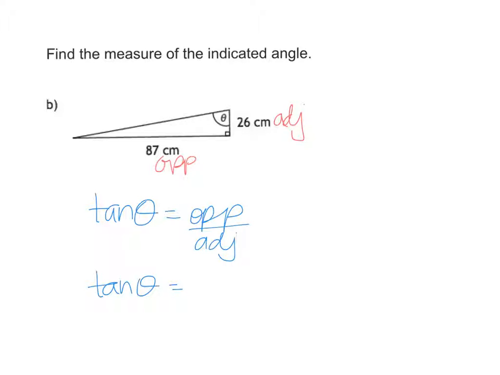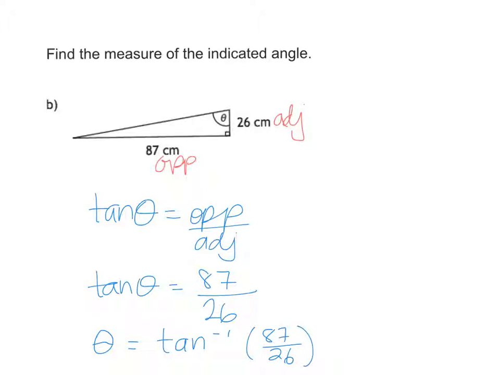So tan of an angle is opposite over adjacent. Tangent of this angle is opposite, which is 87, over adjacent, which is 26. And then like we did before, to get the angle, we have to do tan negative 1, the inverse tangent, of 87 divided by 26. When you put that into your calculator, you get that theta equals 73 degrees. Often we'll round an angle to the nearest whole number instead of saying 73.4. Unless it tells you otherwise, I would usually round an angle to a whole number. So 73 degrees.